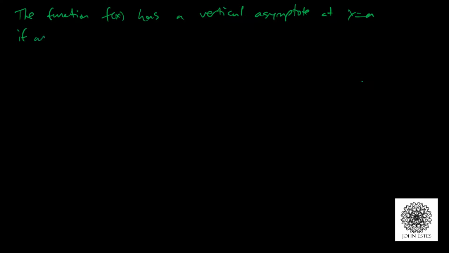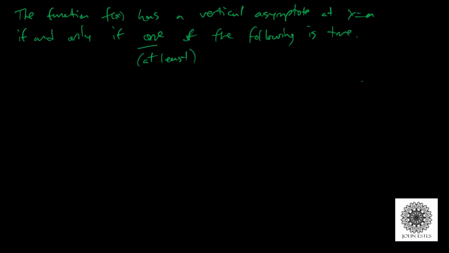In college algebra, you usually define a vertical asymptote as a place where the denominator of a function equals 0. It's actually more than that. We can say that the function f of x has a vertical asymptote at x equals a if and only if one of the following is true. And when we say one, we actually mean at least one. So all of these could be true, or more than one.